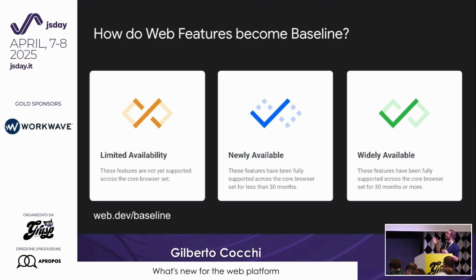Newly available means that the feature is currently available on all the core browser sets. So Chrome, Edge, Firefox, and Safari. But it doesn't mean that it will reach all of your users. So a feature becomes widely available only when it's been newly available for at least 30 months. Okay? So limited availability: only one or multiple browsers support it, but not all of them. Newly available: all the browsers, but who knows how long it will take for users to update their browser, non-zero time. And widely available means it should be safe to use.